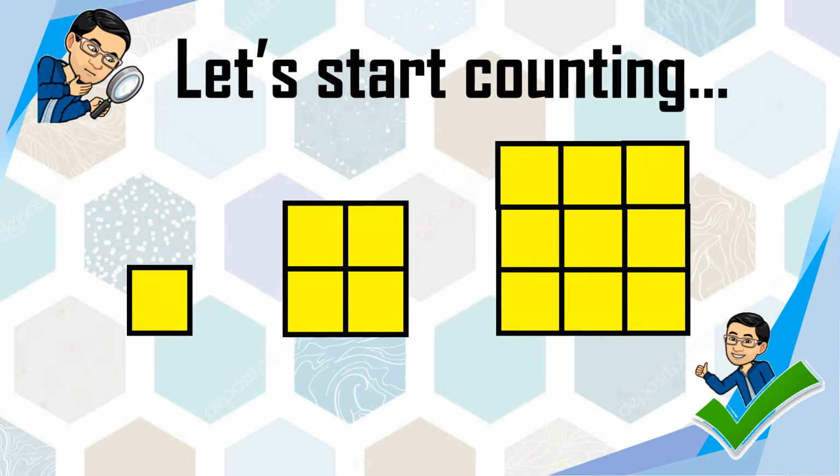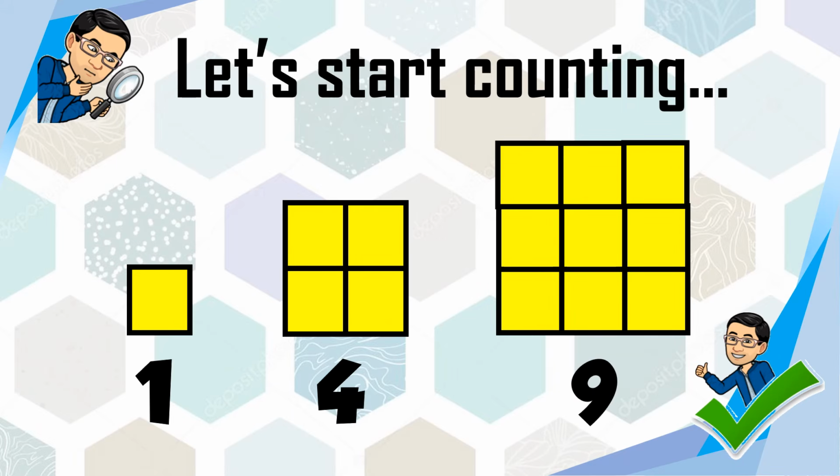So, let's start counting. So, on the first square, kitang-kita naman po ang number of square na available is only 1. And then, on the second square, kung bibilangan natin, 1, 2, 3, 4. So, the total number of squares is 4. And then, on the third figure, the total number of squares is, that is correct, 9. Okay, so, di ba, napakadali lang ng pattern niya.